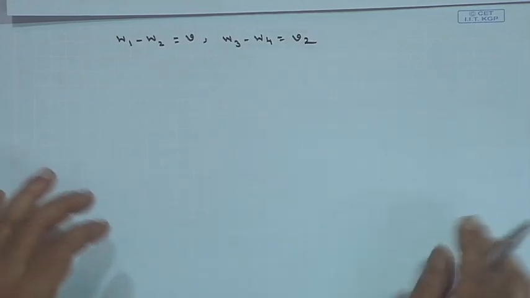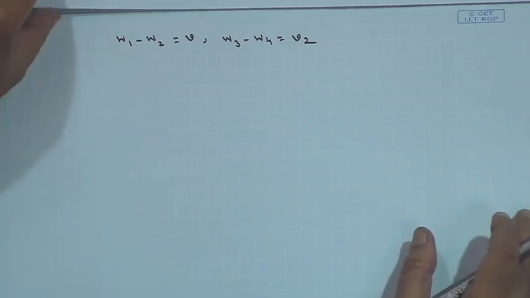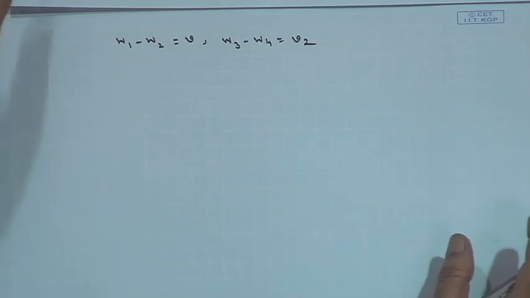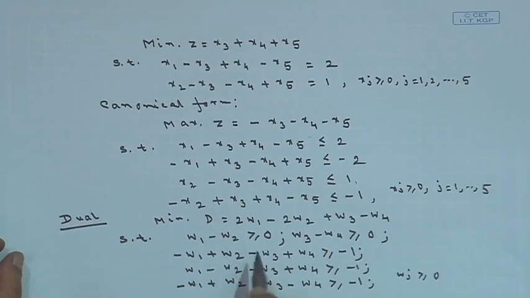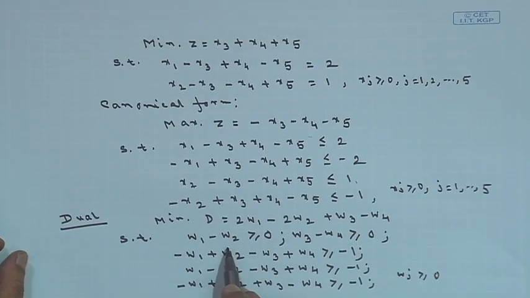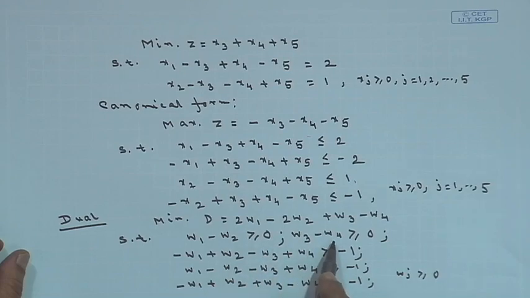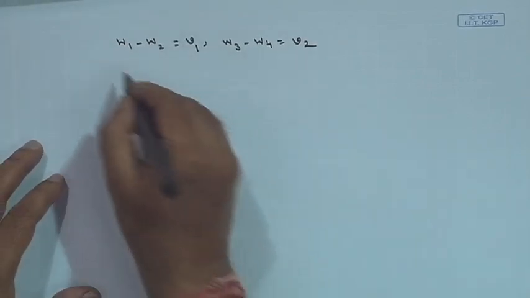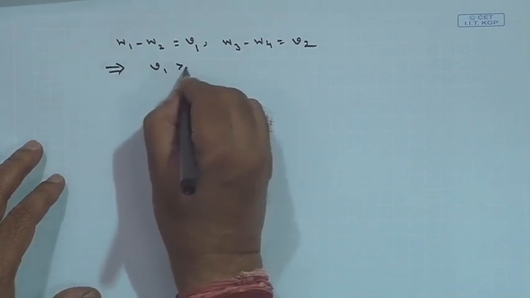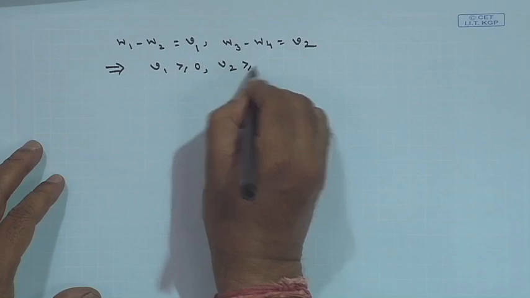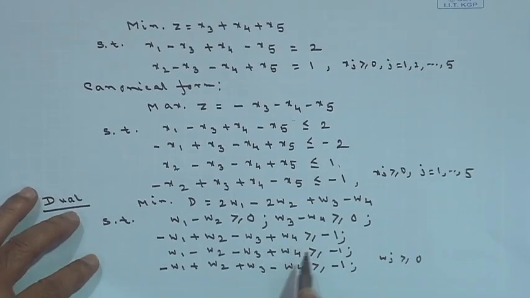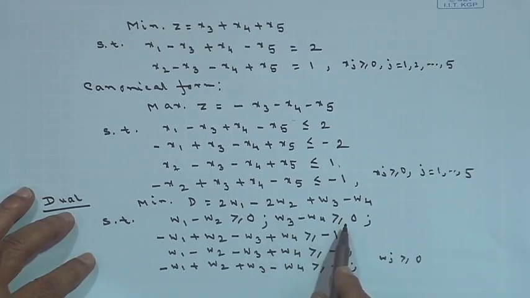So, from here your Wj's are greater than or equal to 0, and if you write down W1 minus W2 greater than or equal to 0, I am assuming W1 minus W2 equals V1 and W3 minus W4 is V2. So, from these constraints I can write this implies V1 greater than or equal to 0, and V2 greater than or equal to 0.